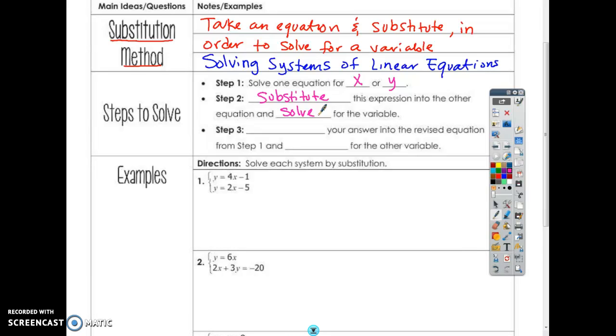And then once you solve for that variable, you're going to substitute your answer into the revised equation from step 1 and solve for the other variable. So we're going to end up solving for both variables, the x and the y, and it doesn't matter which one we start with, you should end up with the same answer. Okay?